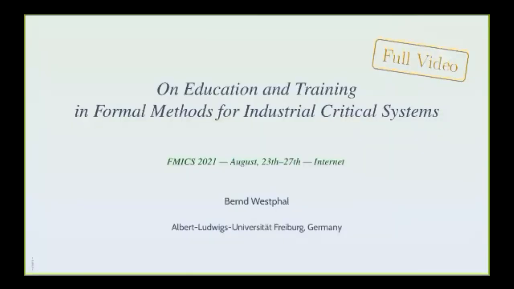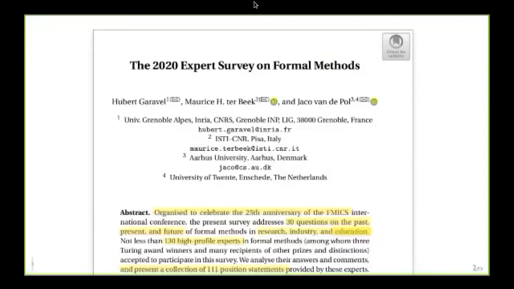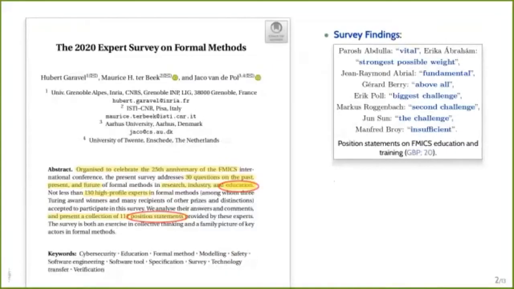Welcome to the video presentation of our work on education and training in formal methods for industrial critical systems. In our work, we revisit the 2020 expert survey on formal methods from an education perspective. Most striking, next to the regular answers, are the experts' individual position statements, of which we have a somewhat broad selection here. Vital, fundamental above all, and at the same time a primary challenge, and insufficient. This does not paint the brightest picture and indicates that there are problems with Fmics education and training.